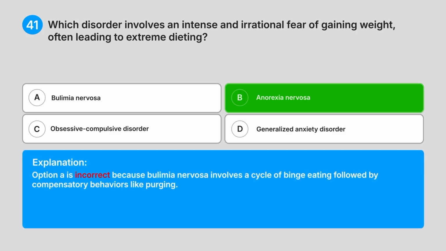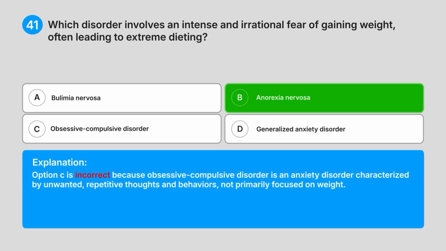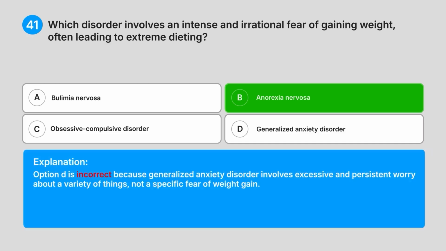Option A is incorrect because bulimia nervosa involves a cycle of binge eating, followed by compensatory behaviours like purging. Option C is incorrect because obsessive compulsive disorder is an anxiety disorder characterized by unwanted, repetitive thoughts and behaviours, not primarily focused on weight. Option D is incorrect because generalized anxiety disorder involves excessive and persistent worry about a variety of things, not a specific fear of weight gain.